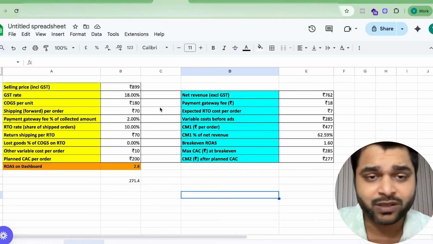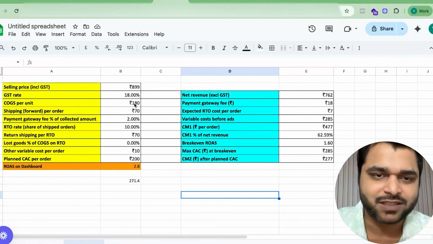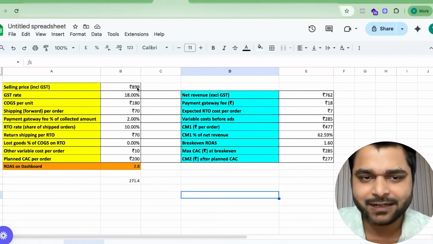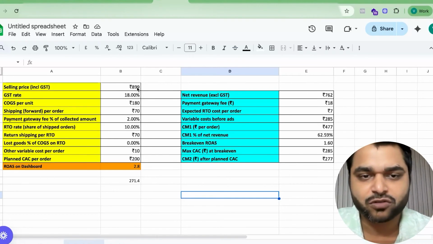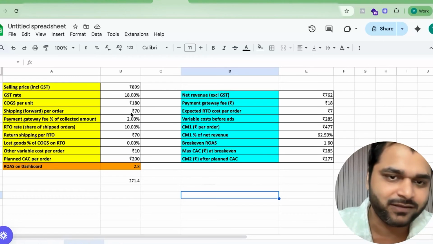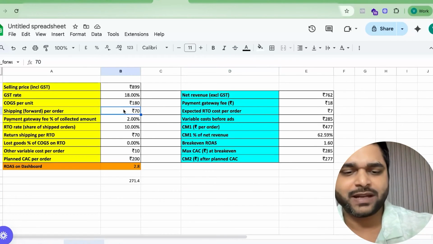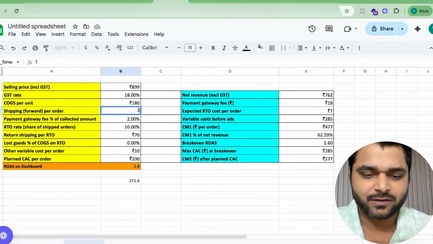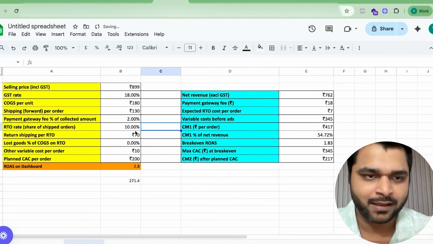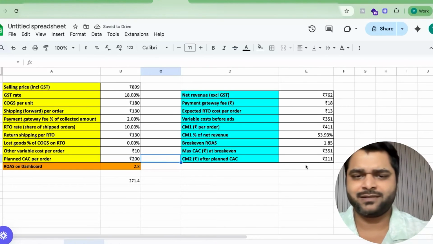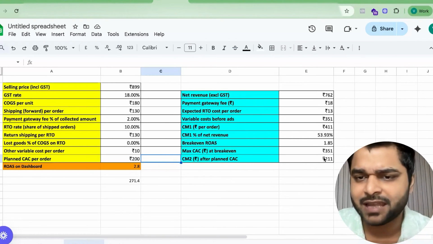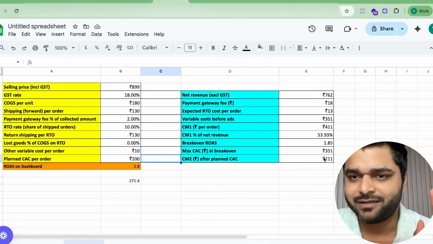Now you would say that, okay, double the COGS is fine, and the selling price is 899 from 500 rupees, but then wouldn't my shipping cost also increase? So yes, we can take that into account as well. Let's say your shipping cost becomes 130 rupees, and your return shipping also becomes 130 rupees, and then still you're making 211 rupees, which is still really good.